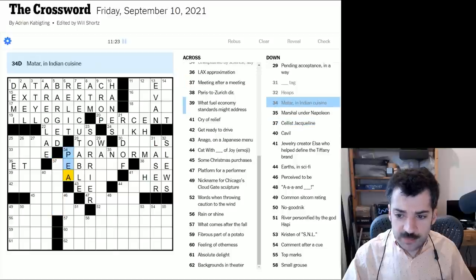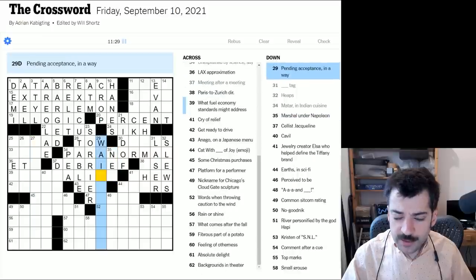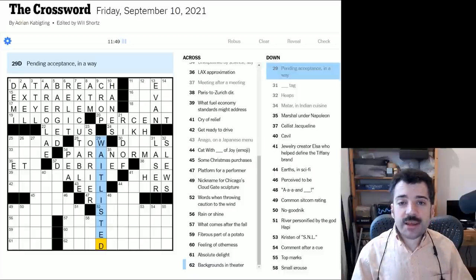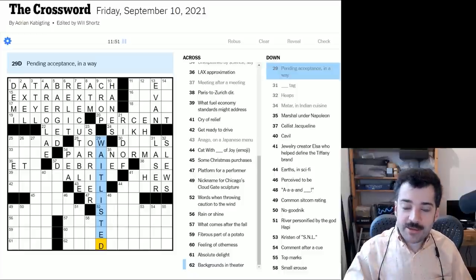Is Matar peas? A P? I think that might be it. And then meeting after a meeting would be a debrief. And then what was this? Pending acceptance in a way, waiting in some way. Here we have anago on a Japanese menu. Eel, I guess. That's also unagi, or am I mixing things up? Pending acceptance, in a way. Could be waitlisted. If something is waitlisted, it is pending acceptance. It has not yet been accepted.